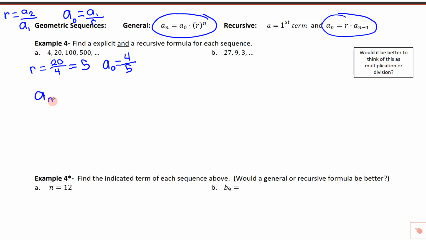formulas. So a sub n equals, and we need a sub 0, which is 4/5, times r to the nth power. And you could even plug in 1 or 2 and see if it matched up if you got the correct answer. If I plugged in 1, I should get 4. If I plugged in 4, I should get the fourth term, which is 500. So that's a good way to check if your answer is correct or not.